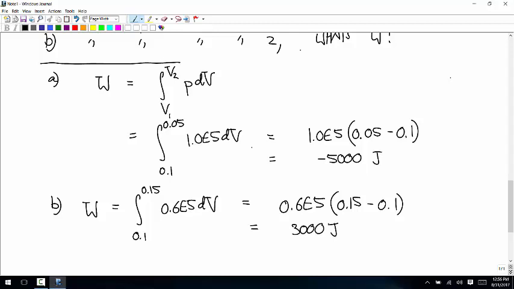Does it make sense that that one's positive? Yeah, because it's expanding. What about the fact that they're not equal and opposite? Does that make sense? Yeah, because this is not an isolated system. There's energy being put into this combined thing by the motor or whatever.